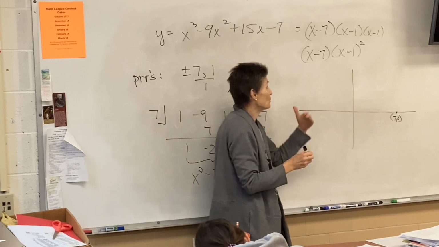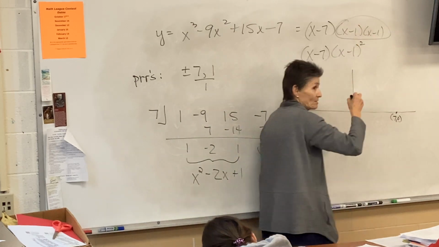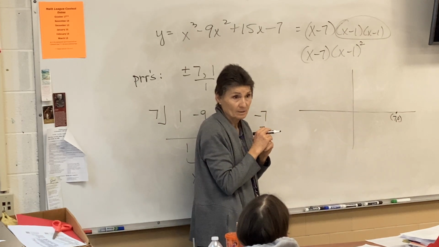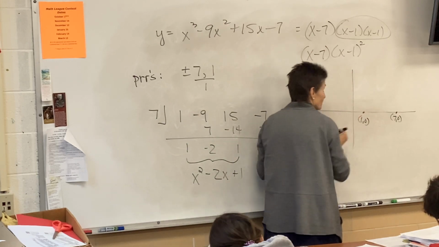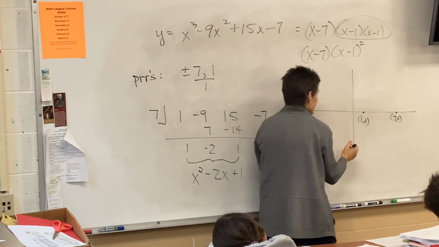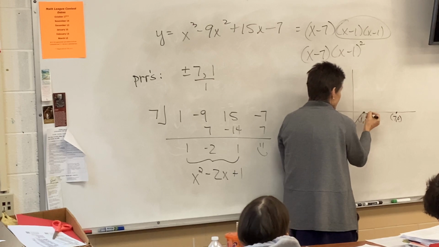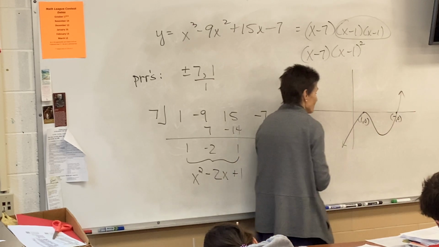Now, I don't care if you rewrite it like this or not, but you've got to notice those match. And that means your curve's going to bounce there at 1. So it comes up from the bottom because it's a cube. It hits there and bounces back down and then back up.